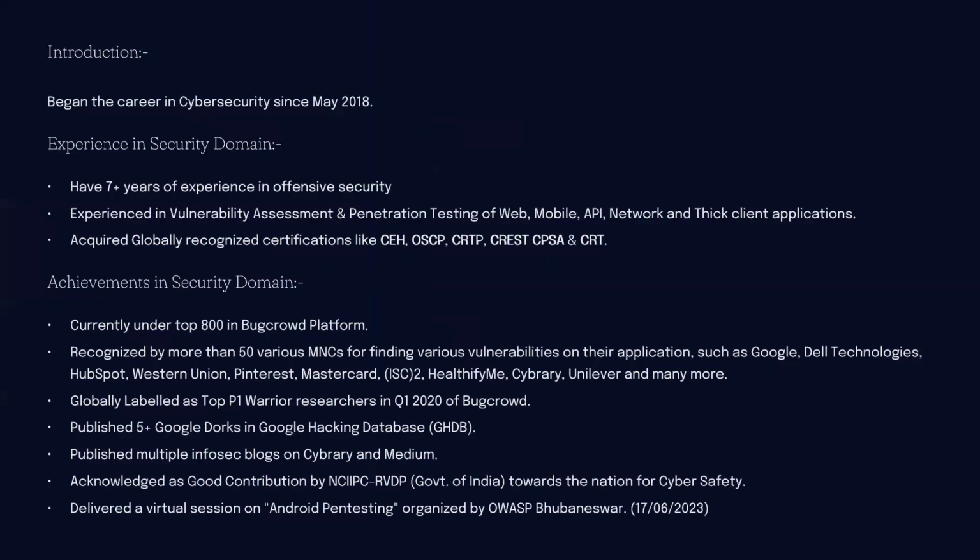So that's it. If we talk about the main introduction part, as I mentioned, I started my journey in cybersecurity in May 2018, and overall I'm holding 7+ years of experience in offensive security, because I'm into the core part of offensive security. Mainly I'm dealing with red team operations and a little bit of penetration testing, or you may have heard about VAPT, vulnerability assessment and penetration testing.